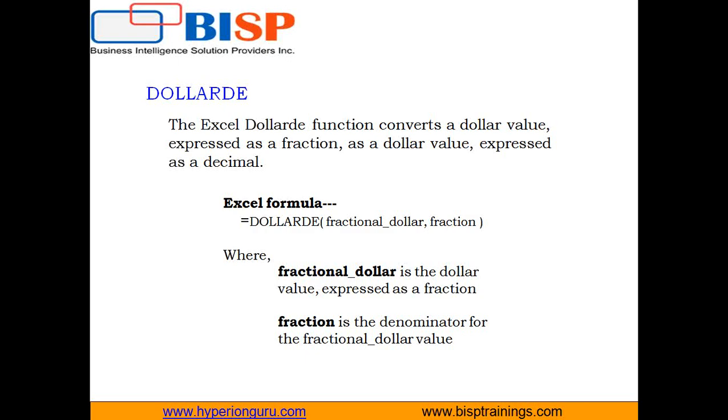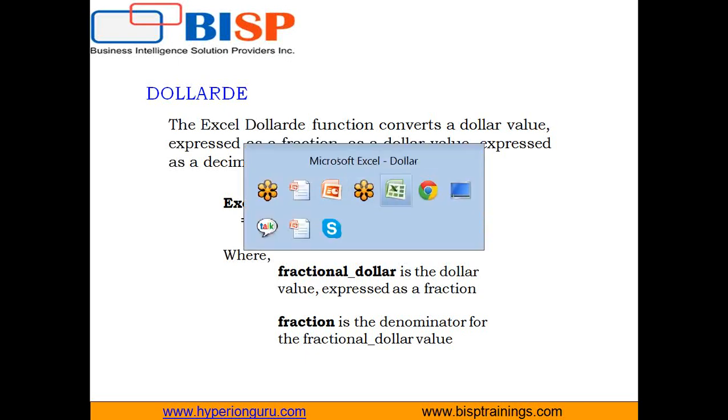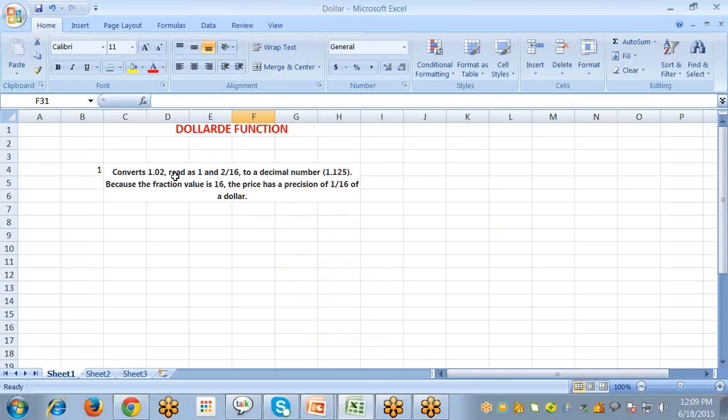So in the example, I use it to convert prices in fractional notation to decimal notation. So let's take a look at an example. I have to convert 1.02, which can be read as 1 and 2 by 16, to a decimal number of 1.125. Here the fractional value is 16, as we want a precision of 1 by 16.